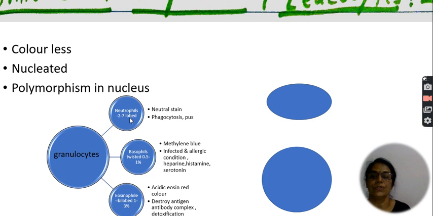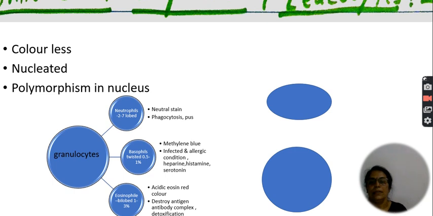There are three types. Neutrophils: the nucleus is 2 to 7 lobed and it stains with neutral stains. The function is phagocytosis, and pus cells are produced.